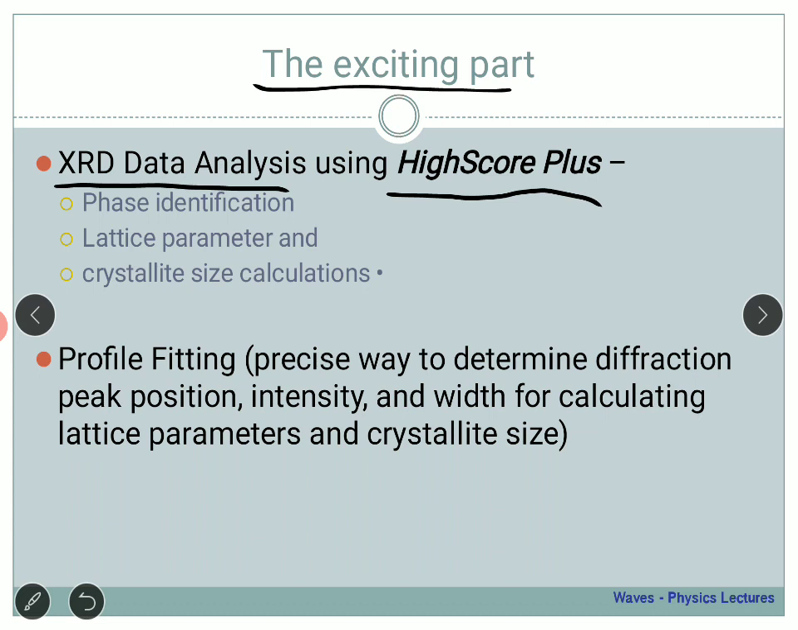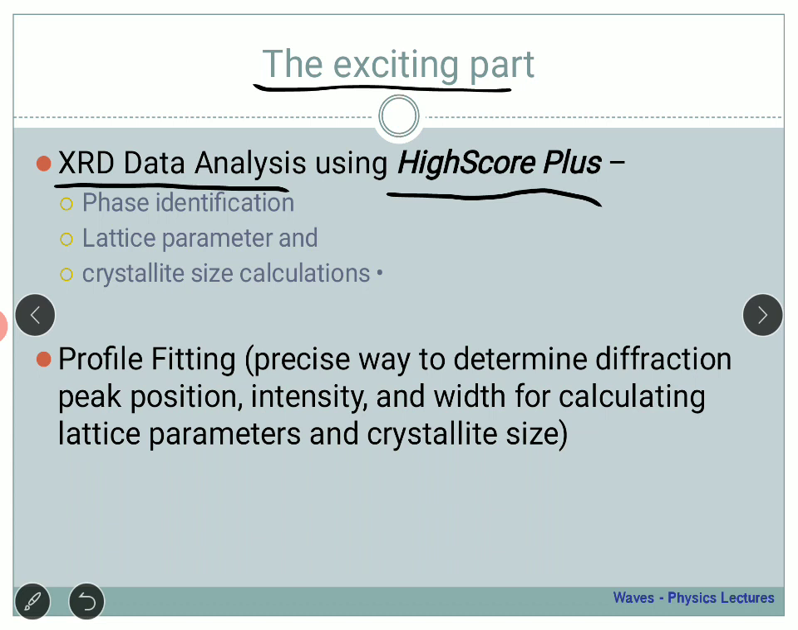Okay, so using this software, which is HighScore Plus, which is not a free software, it's a paid software, belongs to the company PANalytical. Okay, they also construct XRD machines, and an XRD machine in general will cost you near 1 crore of rupees. Okay, that's probably one of the lower models. If you go to higher end models, the price will be even higher.